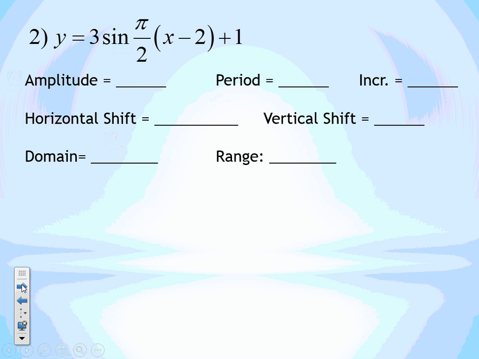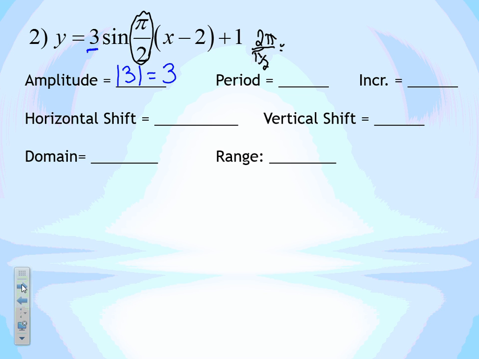All right, moving on to our last example, ladies and gentlemen, here we go. When we look at this one, y equals 3 sine pi over 2 times the quantity x minus 2 plus 1. First things first, amplitude. Absolute value of whatever number is in front of sine, so the absolute value of 3 is 3. To find our period for this one, we have to take 2 pi divided by pi over 2. So this is where we're getting our period from right there.